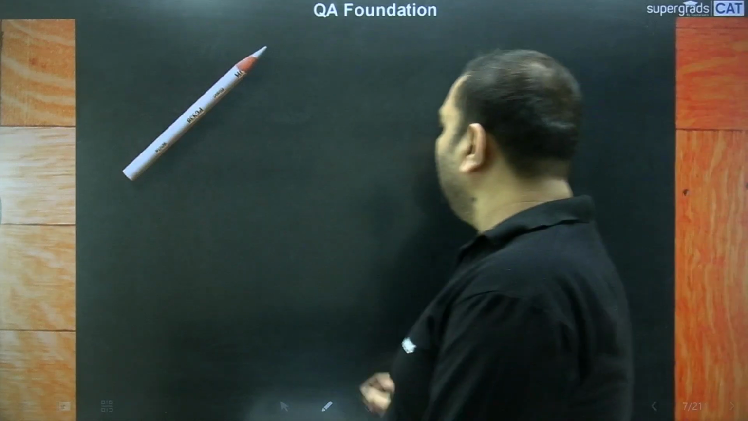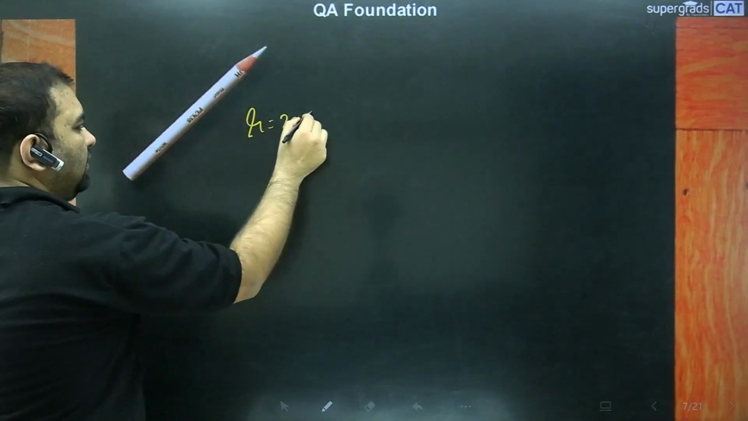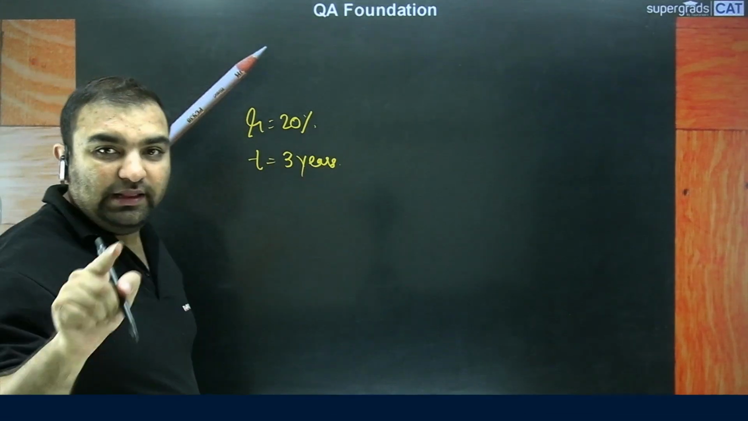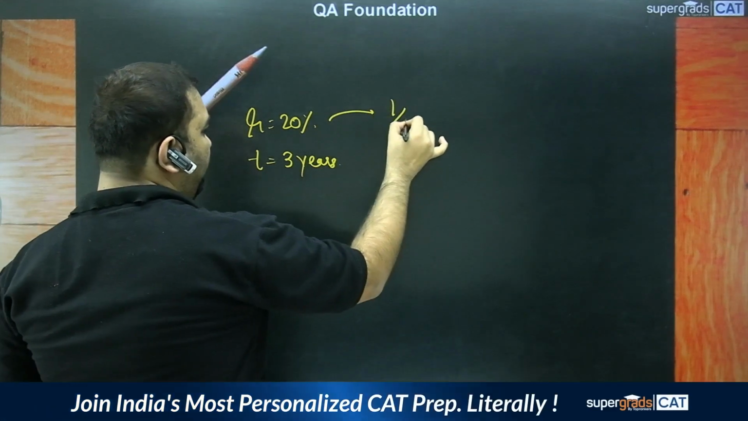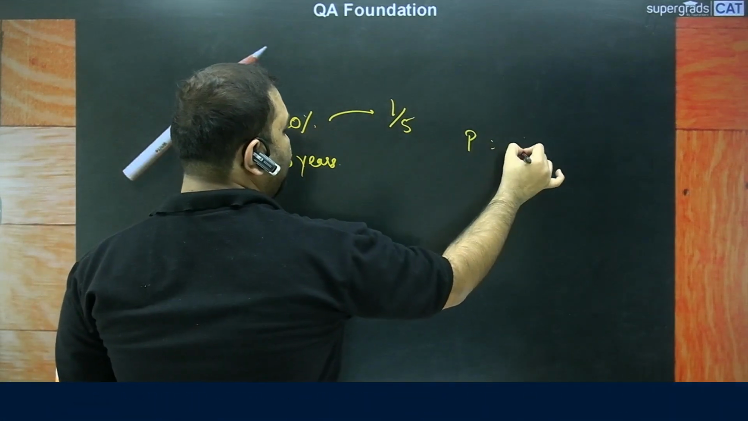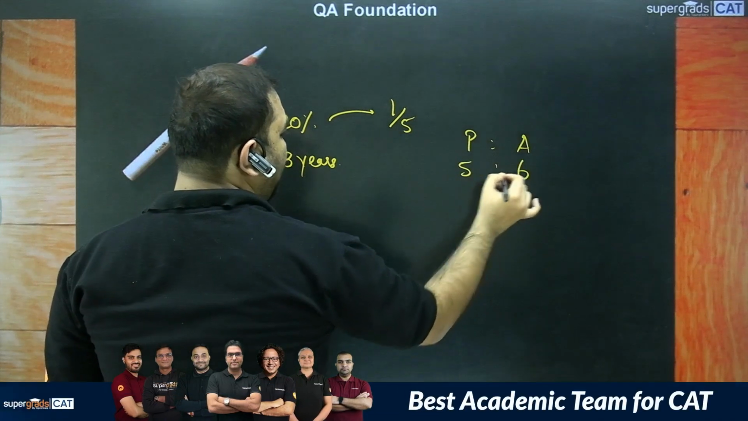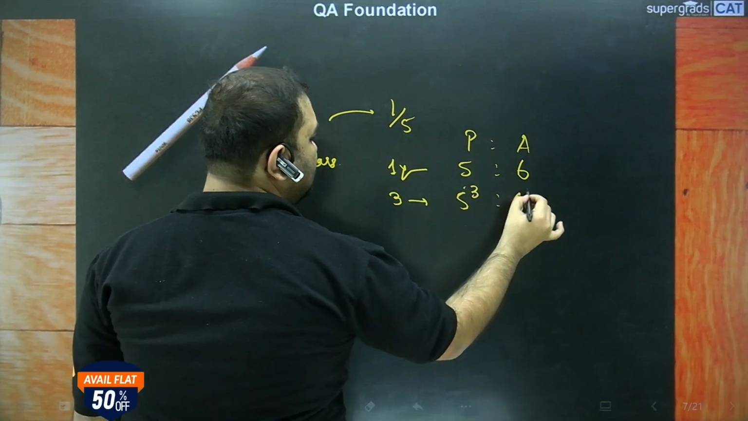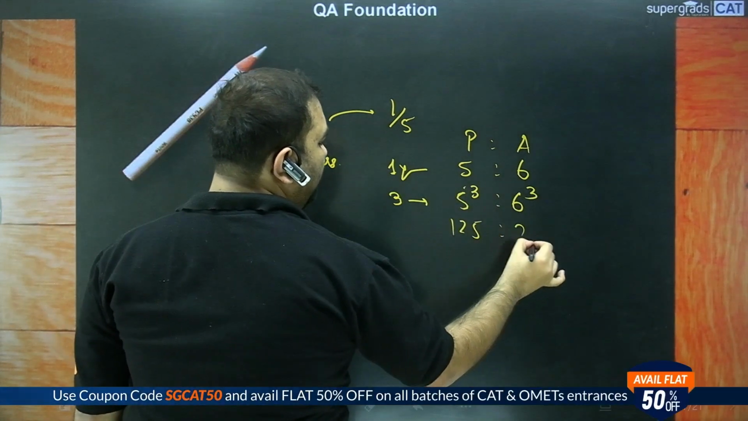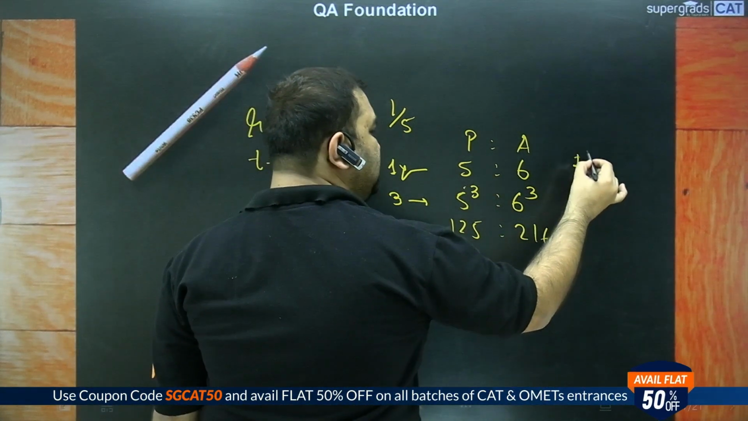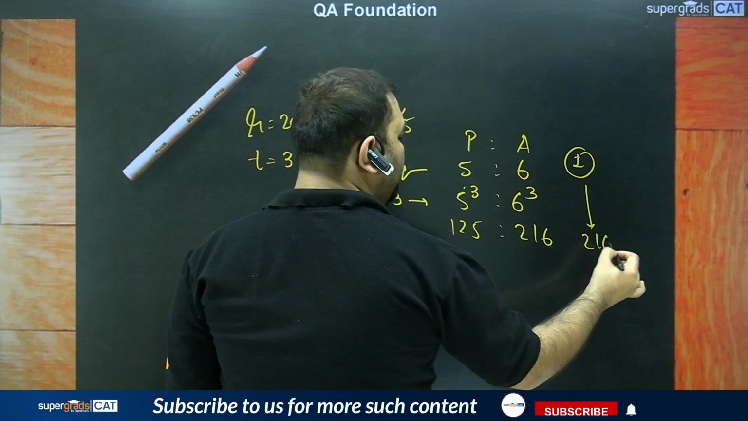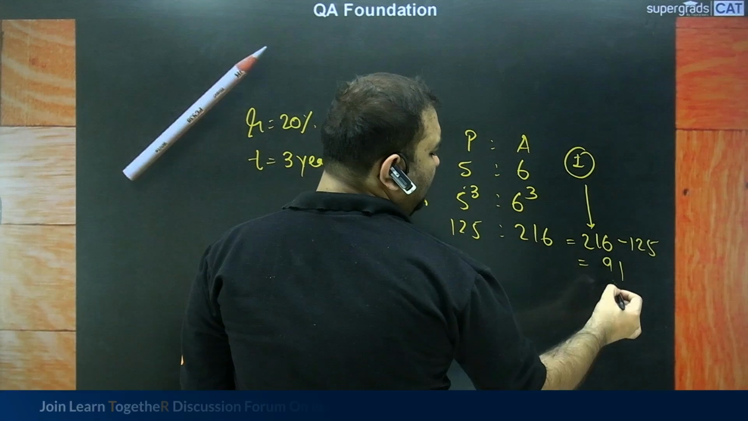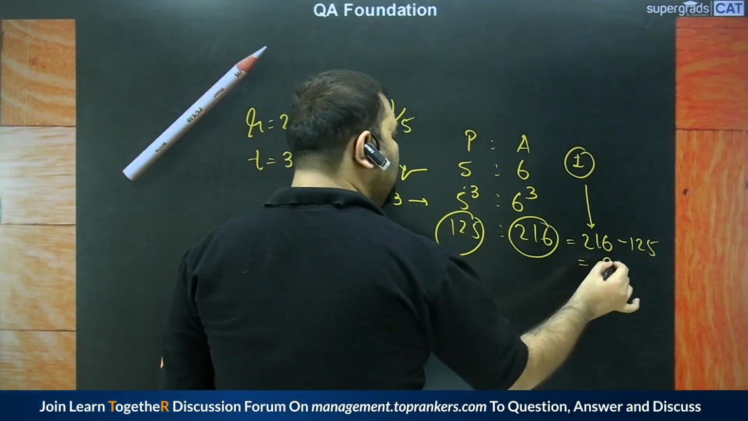For example, rate of 20%, time of 3 years. So you can very well say 20% is the interest of 1 over 5. So 5 will become 6 in 1 year. So in 3 years, 5 ka cube will become 6 ka cube. 125 will become 216. So in the meantime, you will get an interest of 216 minus 125, which is nothing but 91, whatever.